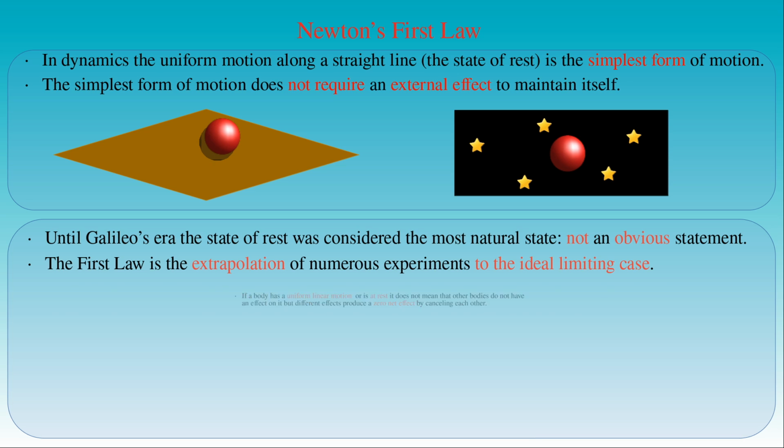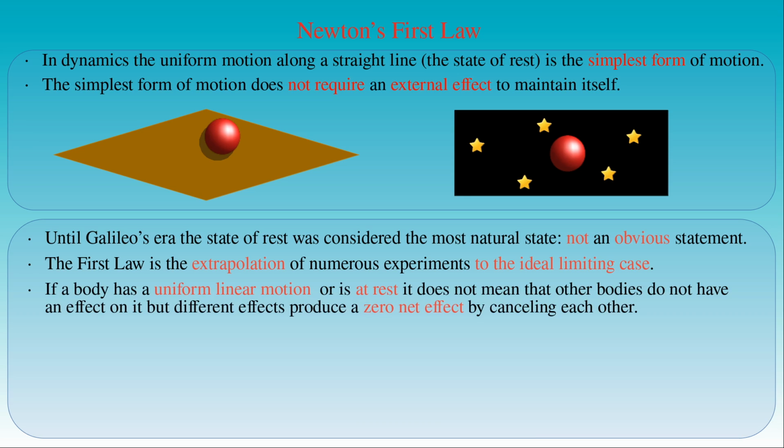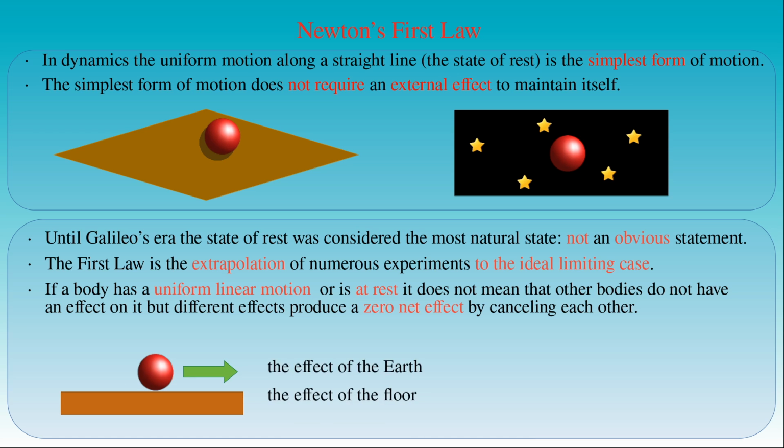If a body has a uniform linear motion or it is at rest, it does not necessarily mean that other bodies do not have effect on it, but different effects could produce a zero net effect by cancelling each other. Here we can see a ball rolling with a constant speed on the floor. The effect of the earth on the ball is compensated by the effect of the floor. As a result, the ball is not free falling but rolling on the floor, and it keeps its initial velocity provided the friction between the ball and the floor is negligible.